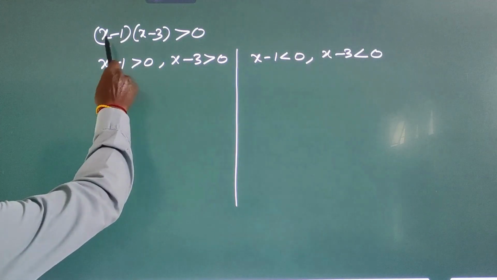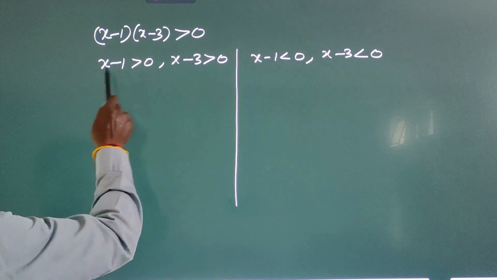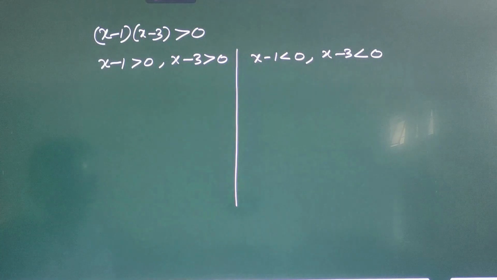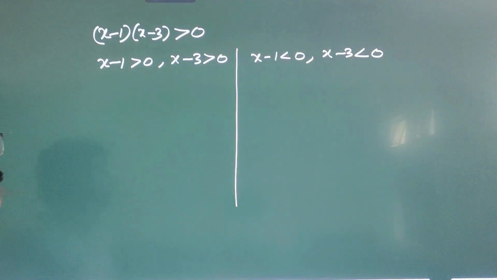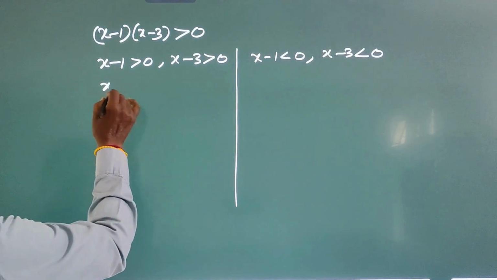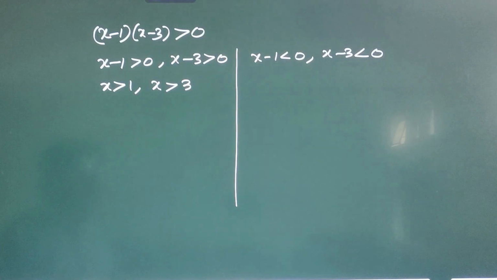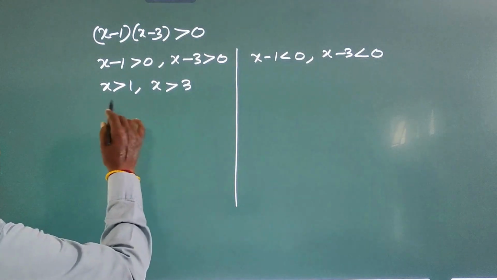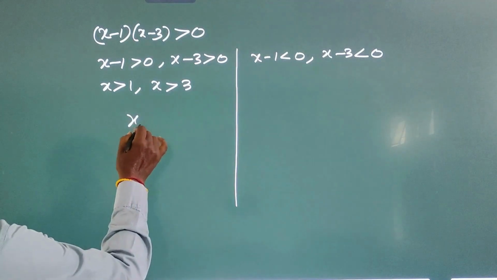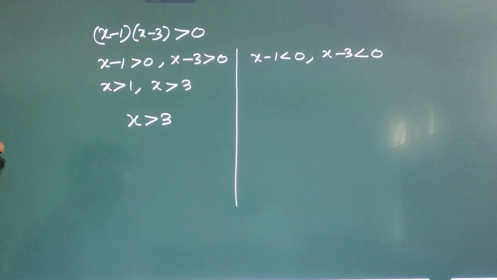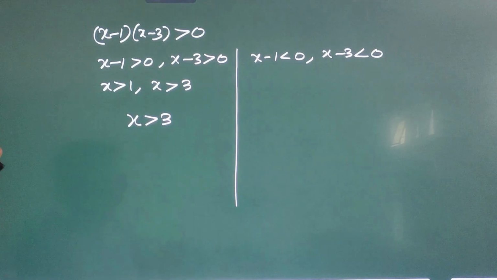Therefore, here the product of these two factors is positive. If this is positive and this is positive, the product is positive. If one factor is negative and another factor is negative, the product is positive. Therefore, write x greater than 1, x greater than 3. That means in these two cases we take only one, the other is automatically correct. Therefore, here x greater than 3 is correct. Why? Because if x is greater than 3, it is obviously greater than 1.